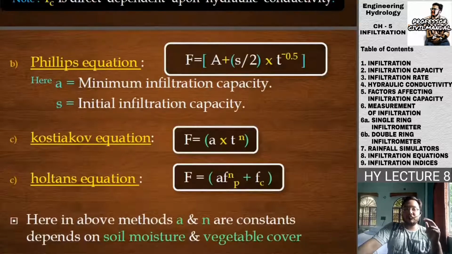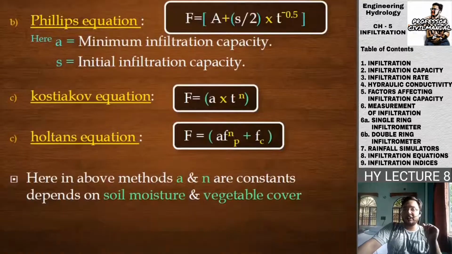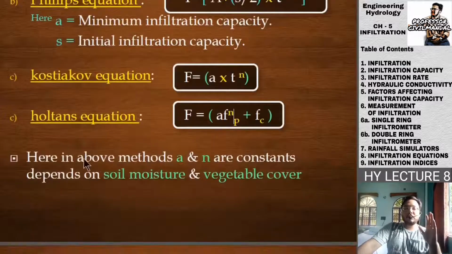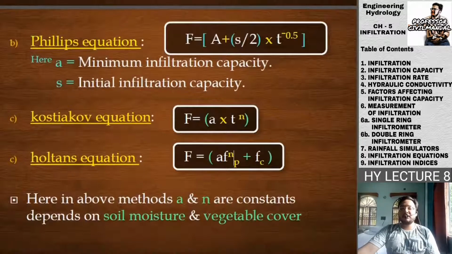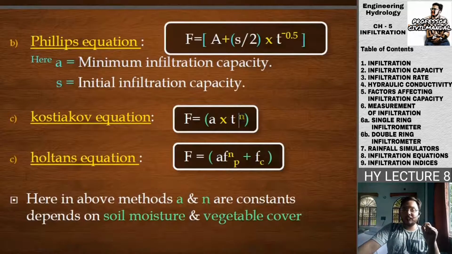Two advanced equations are also there. One is the Kostiakov equation, and the last one is the Holtan equation. The Kostiakov equation says that F is equal to a multiplied by t to the power n, and Holtan's equation says F is equal to a times Fp to the power n plus Fc. So there are some certain terms here. Now in this equation, don't think that a is the minimum infiltration capacity that we used in the Phillips equation. a is not the minimum infiltration capacity, and n is also there. Two different terms are there.